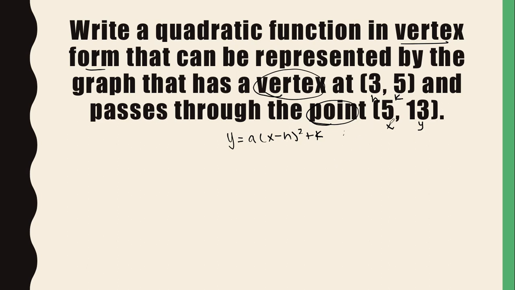So I'm going to plug in what I know so that I can write my equation. So 13 equals, I don't know my a value, parenthesis, the x value is 5, the h value is 3, so minus 3 squared, plus k, so my k value is 5, so plus 5. All right, 5 minus 3 is 2.